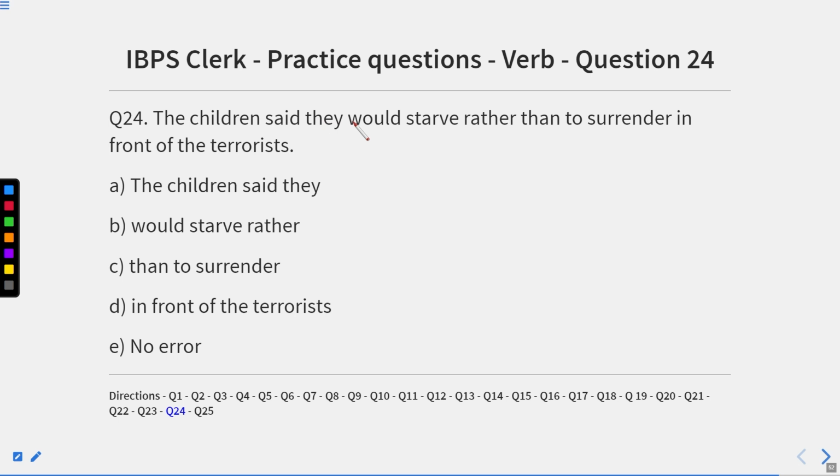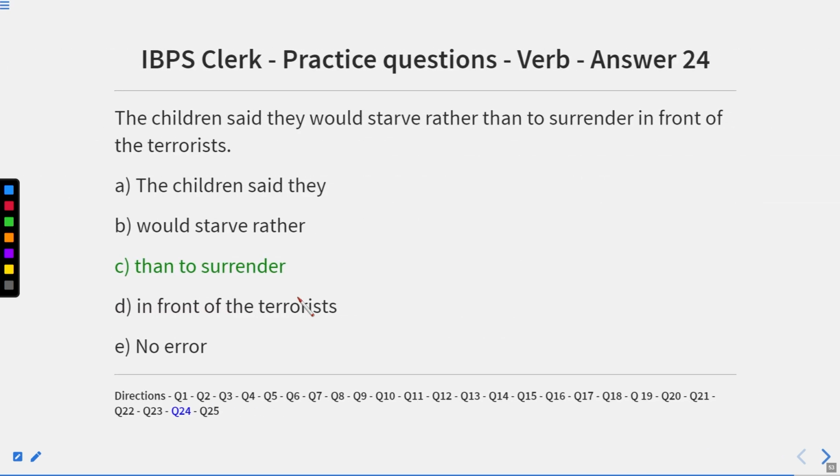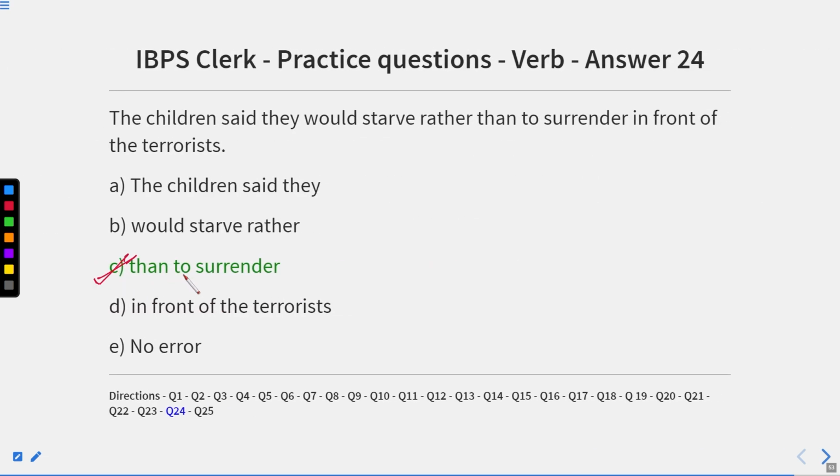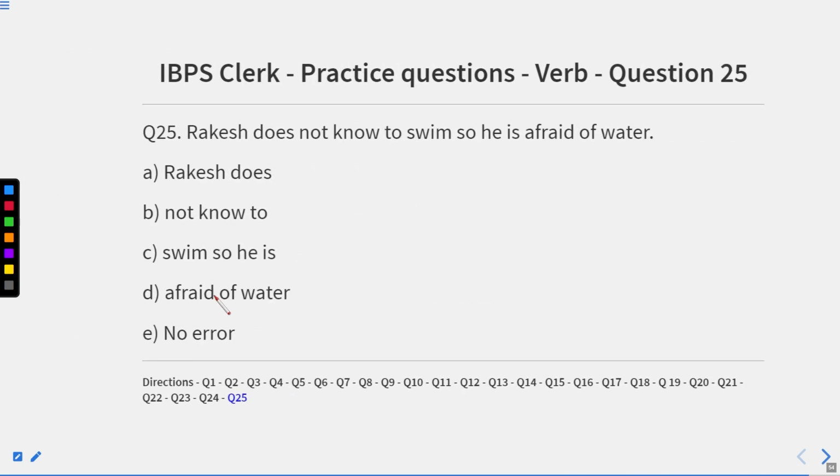The children said they would starve rather than to surrender in front of the terrorists. Now whenever we write "rather than", we cannot use "to". It should be only the first form. So after "rather than", after "better", we can only use the verb first form. So the error is in part C, that is "than to surrender". So it should be "than surrender". So "to" should be removed from there. Now let us move to the last question, that is question number 25.